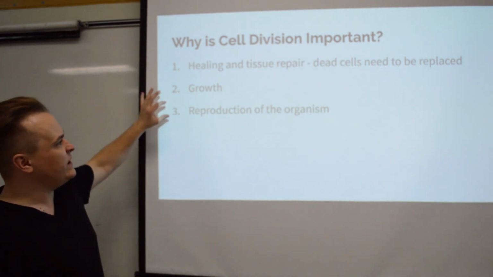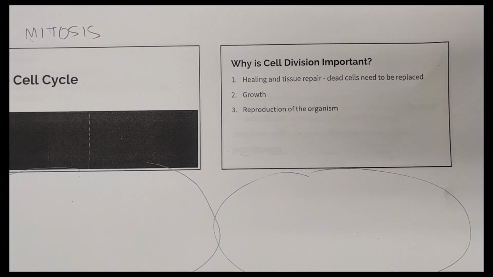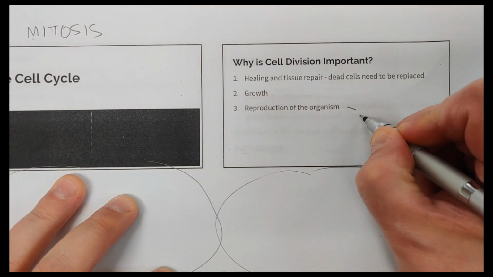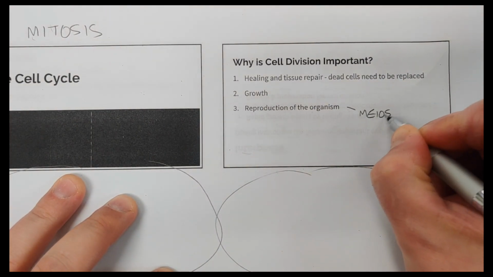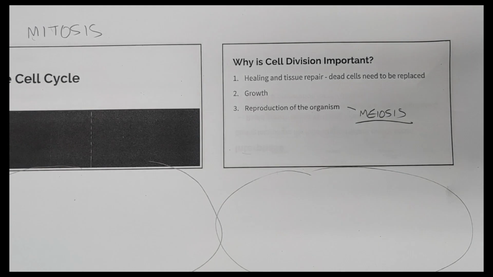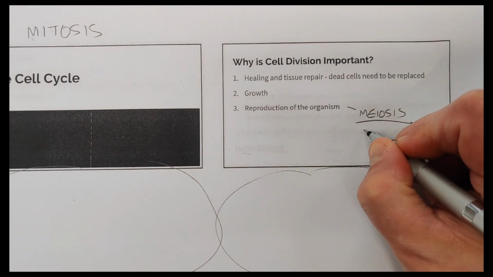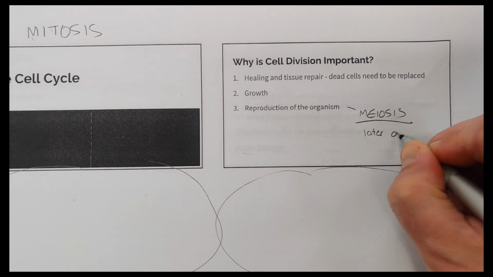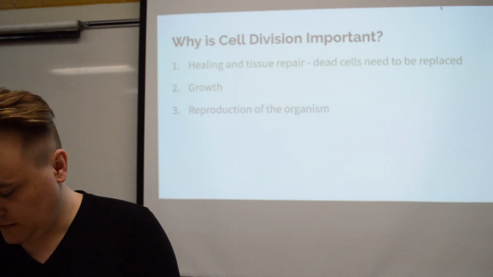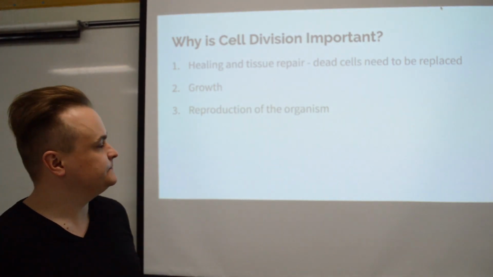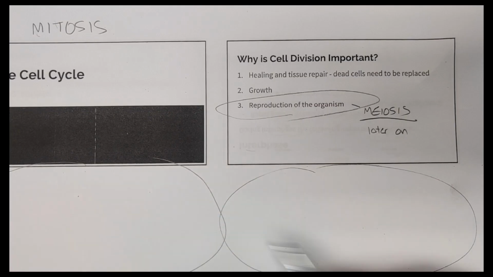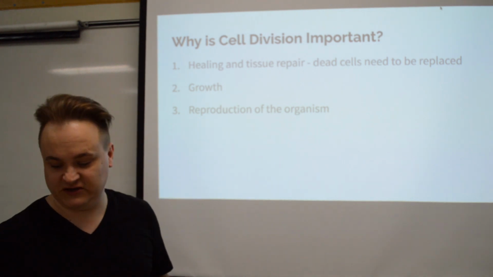And then reproduction, and I'm going to get you to write on this slide. Meiosis. And put underneath there, later on. We're going to do that part later on. So you should have some notes here. You should have that down. So that's why cell division is important.